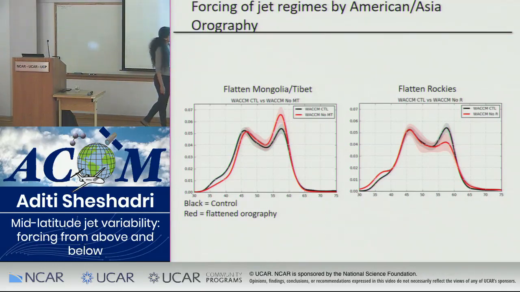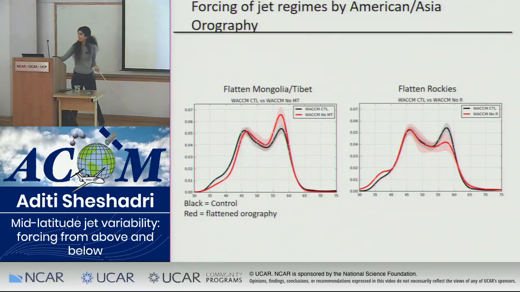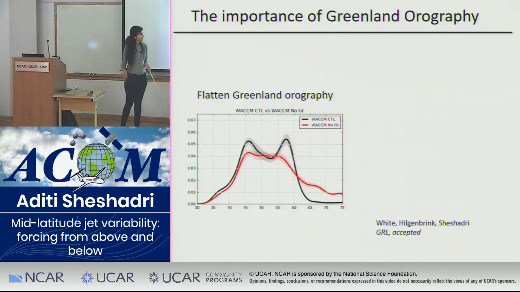And then we went to North America and flattened all of the orography, same deal. So without the Rockies, the peak exists, it's at the same latitude, there's a decreased probability of it, but the latitude of the peak doesn't go away, the peak doesn't go away. So the existence of the peak is not about the Rockies. Finally, we flattened Greenland. We just got rid of the Greenland ice sheet, and the peak disappears. You get more of a sort of a plateau situation.